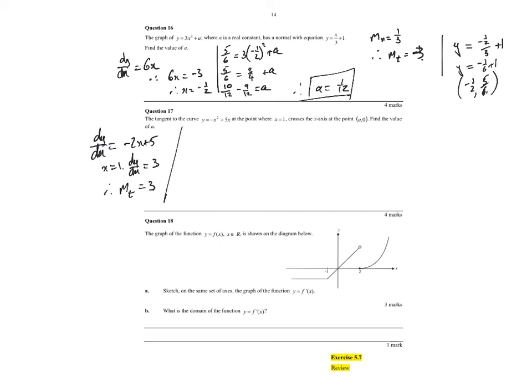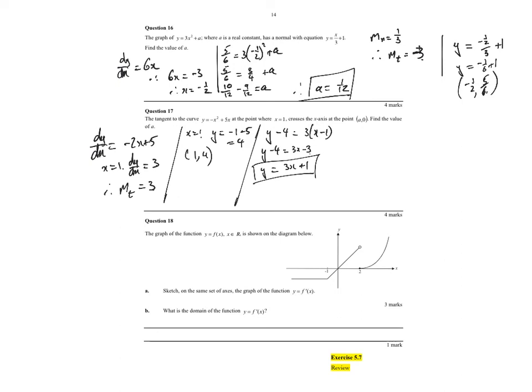I need a point the line goes through. X equal to 1, y is equal to -1 plus 5, which equals 4. So the point I'm interested in is the point (1,4). So my tangent line, y minus y1 equals m(x minus x1), 3x minus 3, so y equals 3x plus 1. So there's the equation of my tangent.